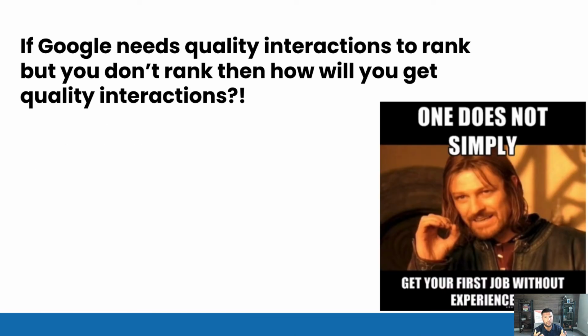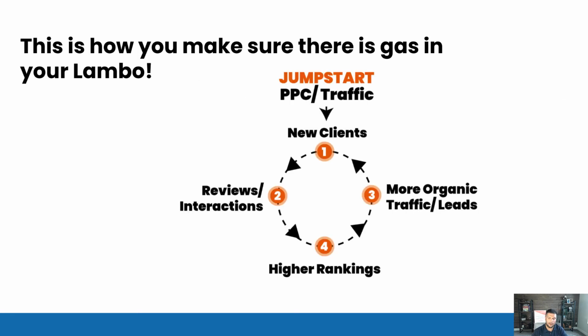And so if Google needs quality interactions to rank, but you don't rank, then how do you get quality interactions? It's a little bit of a conundrum there. So what we do to make sure that this happens is we use PPC and traffic to jumpstart this cycle here. And so I'm going to talk through this cycle really quick. And this is how you get gas in the Lamborghini.